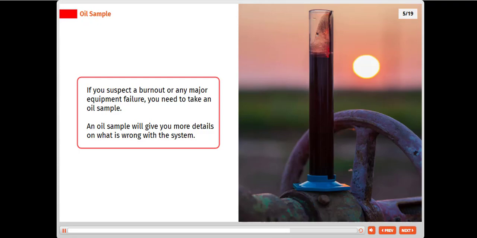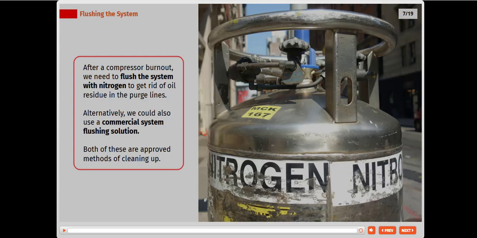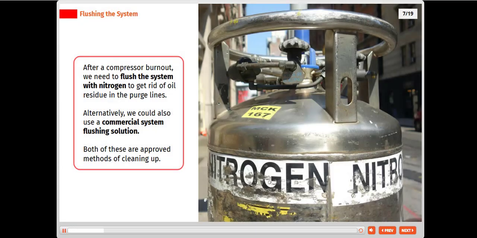To clean up a system after a burnout, it is important to do the following. Install a liquid line filter dryer, install a suction line filter dryer, and flush the system with dry nitrogen. We flush with nitrogen to get rid of oil residue in the purge lines. Alternatively, we could also use a commercial system flushing solution. Both of these are approved methods of cleaning up.